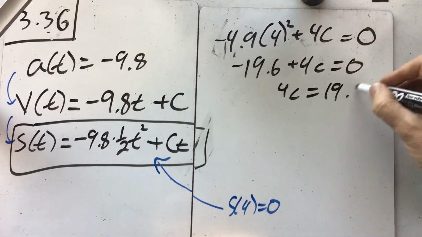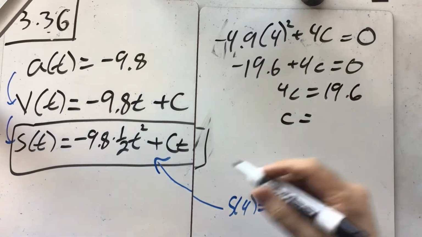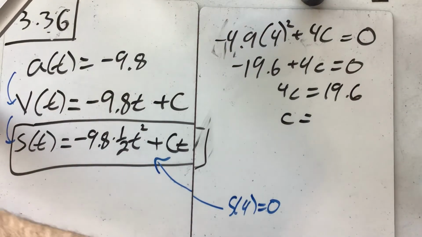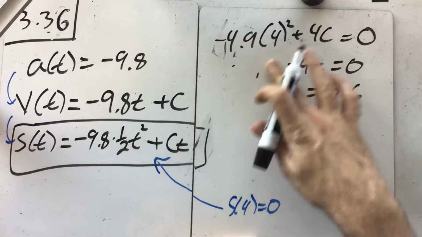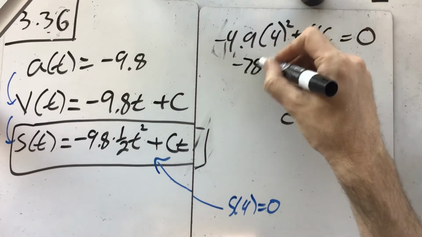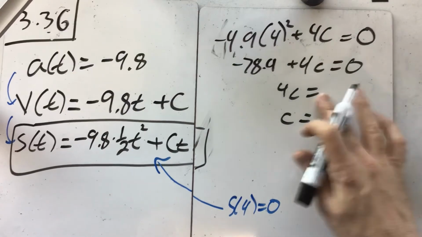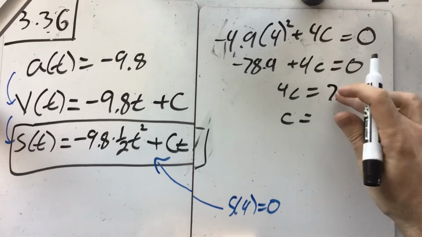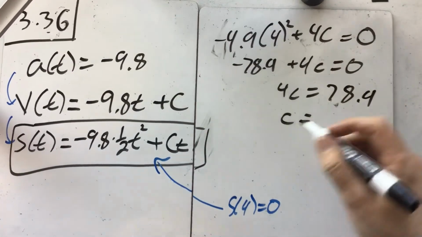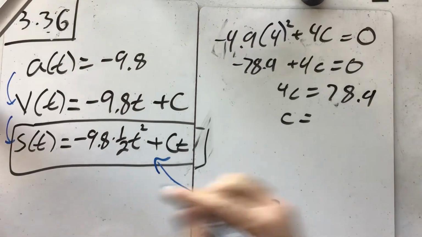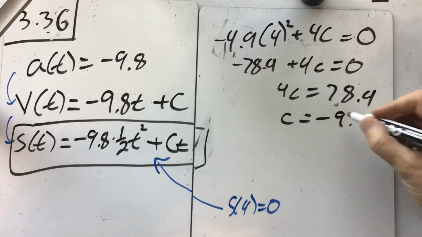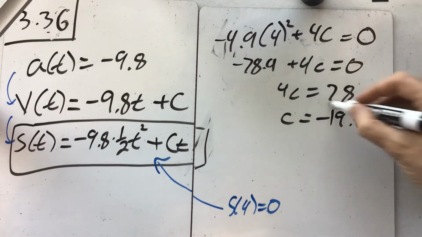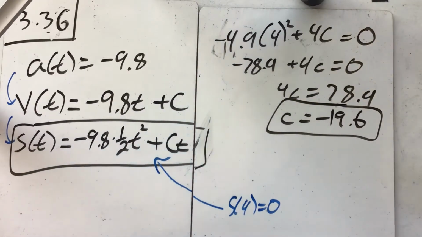Yeah, negative 19.6 plus 4c equals 0. 4c equals 19.6. Oh, wait. That was squared. So this should have been negative 78.4, and so this should have been 78.4. But you kind of saw where I was going. I know that when I divide that by 4, I was actually figuring out the final answer, 19.6. So we know that that c is 19.6.